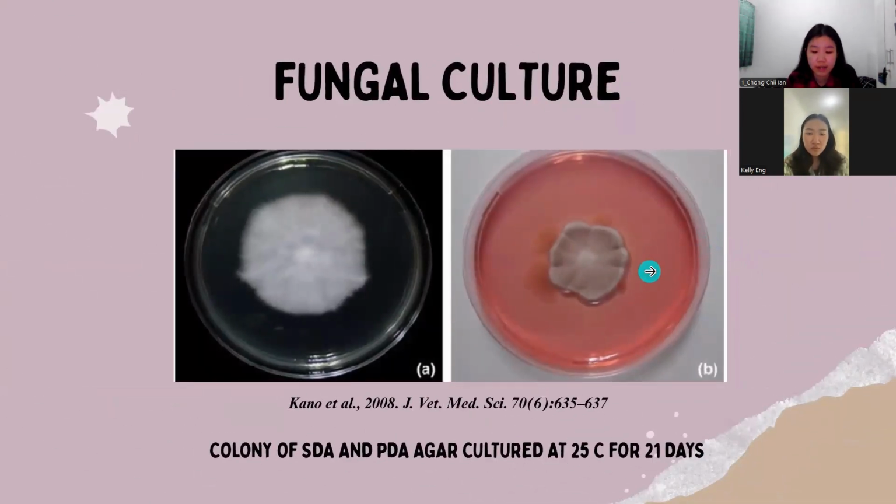So this is an example of the fungal culture of Microsporum gallinae. The left side of the slide is an example of the SDA agar, which is the Sabouraud dextrose agar, and the right side is the potato dextrose agar, the PDA agar, cultured at 25 Celsius for 21 days. The morphology of the fungus on the SDA agar can be seen as white and cottony with slight red pigment diffused into the medium, while on the right side, the PDA agar shows a pinkish gray color with a felt-like texture on the surface, and also a slight strawberry red pigment diffused into the media.